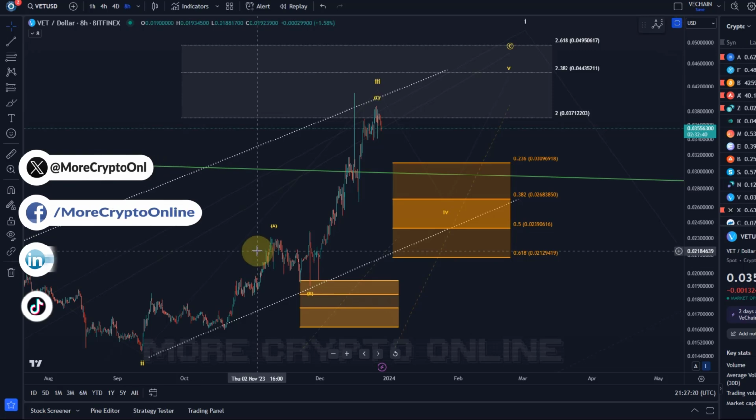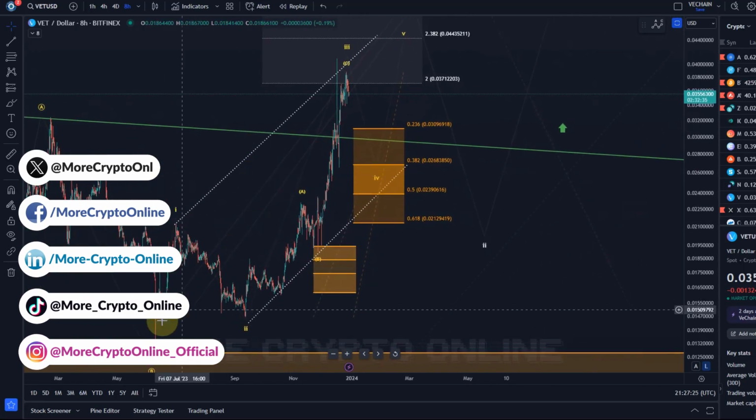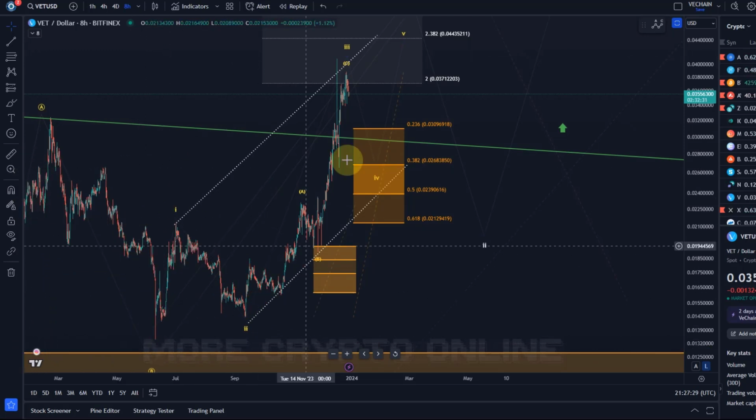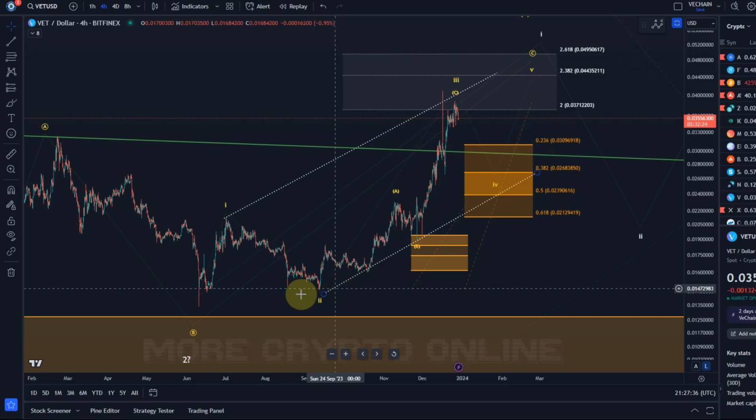The VeChain chart continues to move in this potential diagonal pattern that we discussed before. Off this June low, we can identify so far only 3 waves. Okay, let's go to the 4-hour chart. Only 3 waves. So we have this wave 1, we have this wave 2.